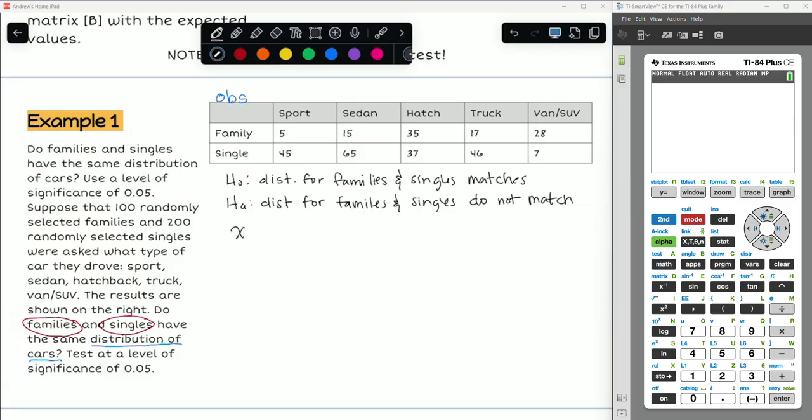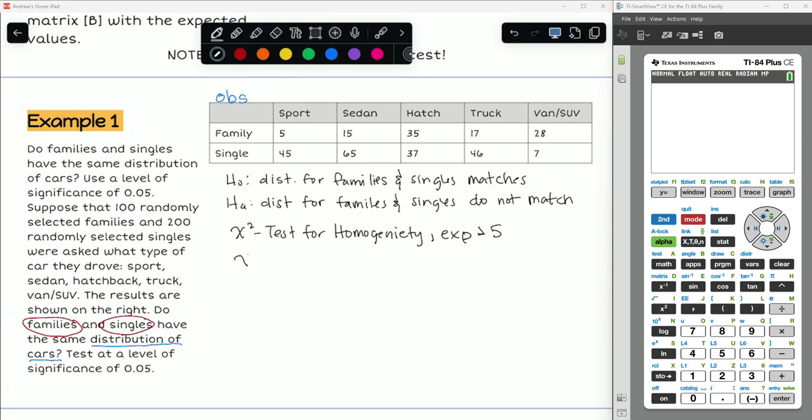We are doing a chi-squared test for homogeneity. And I know that my check, I want to make sure that my expected are all greater than or equal to 5. And I'm going to check that after I do my calculator math.